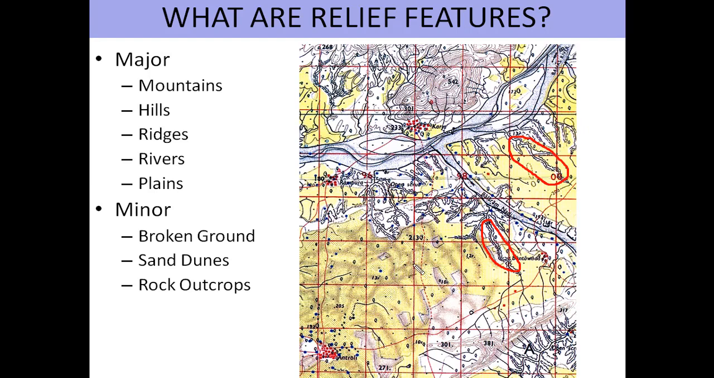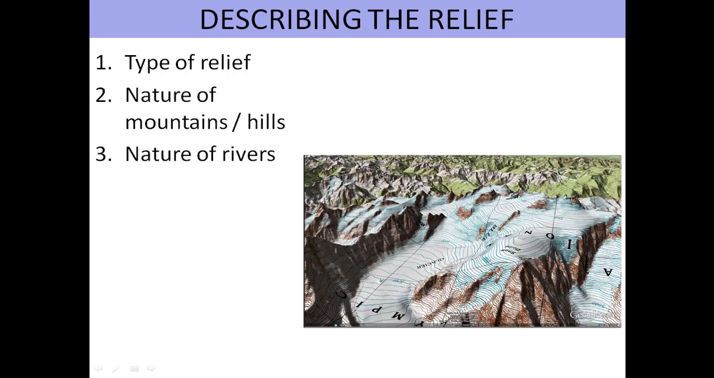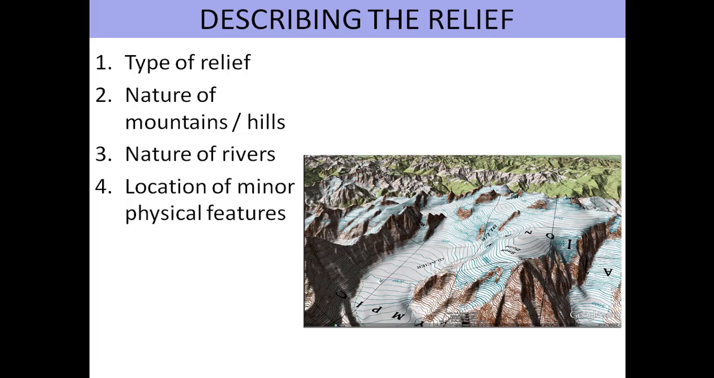This small cluster of tiny brown dots here in the plain area represents sand dunes. Rock outcrop is literally written on the topographical map where you can see exposed rock. These are all the list of minor features and major features. We'll describe the relief: type of relief, nature of the mountains and hills, nature of the rivers, location of the minor and physical features. We'll take the first one.